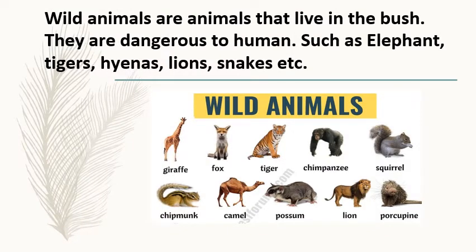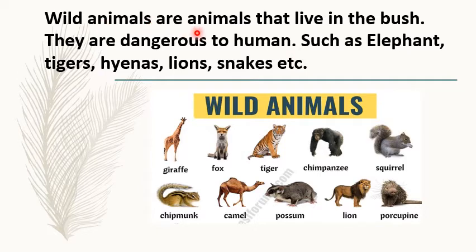Wild animals is what we have now. When we say wild animals, what do we mean by wild animals? Wild animals are animals that live in the bush. When we say bush, it could mean forest. You don't go to bushes because something could harm you from there. These wild animals are dangerous to humans, such as elephants, tigers, hyenas, lions, snakes, etc.